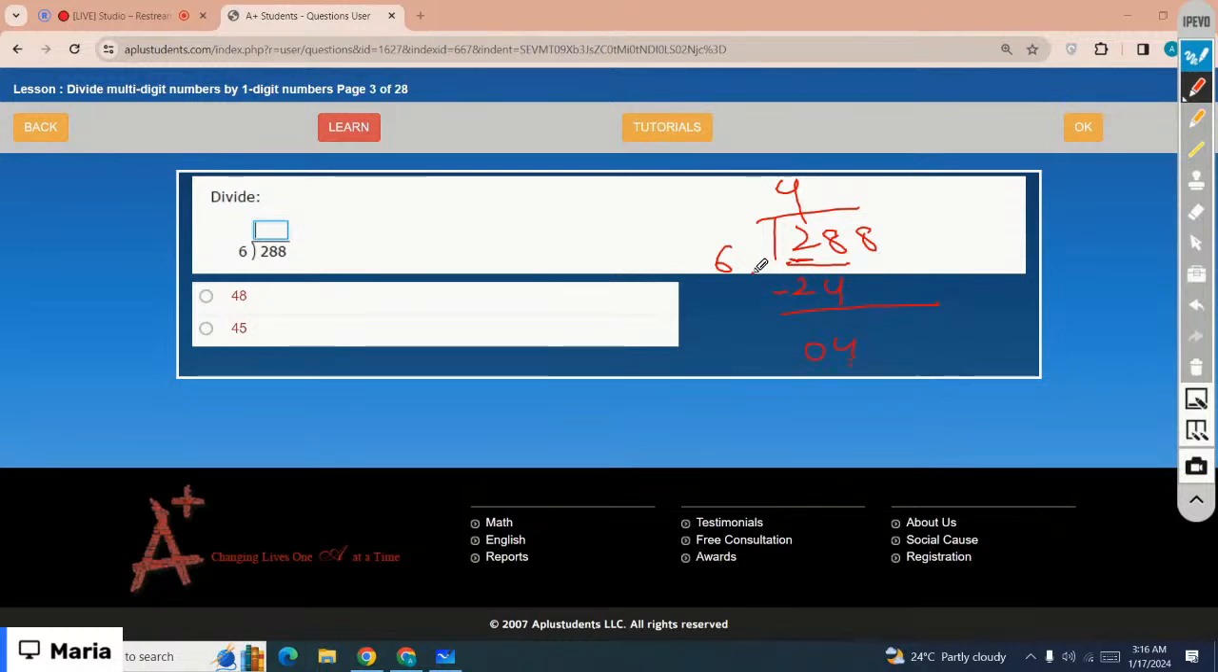Now 4 is less than 6, right? You need to bring the next digit down, bring 8 down and count until 48. So 6 times what number is 48? 6 times 8 is 48, right? So the correct option is 48. Very good.